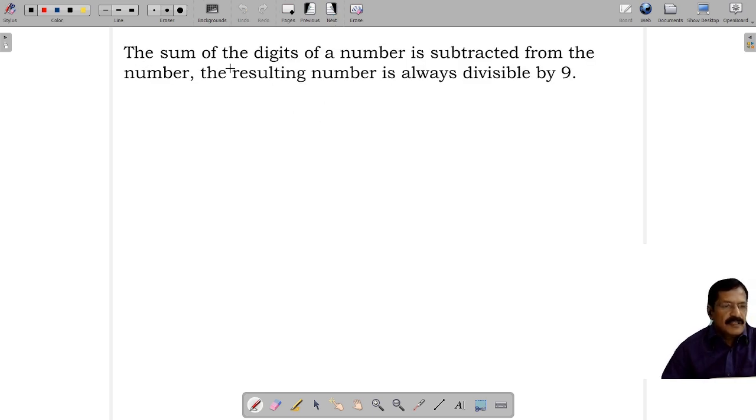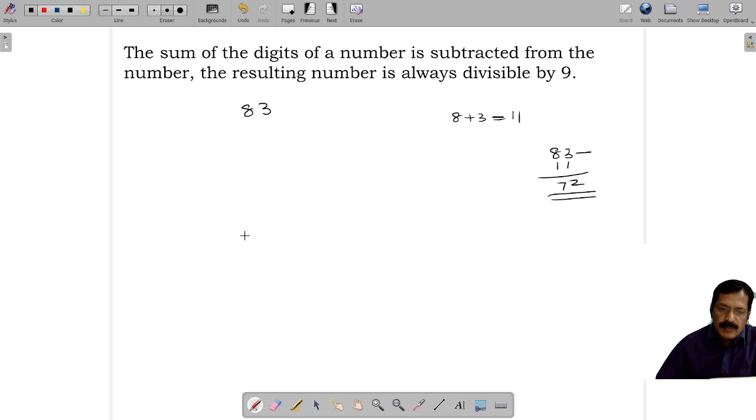Here, upon question, the sum of digits of a number is subtracted from the number. The resulting number is always divisible by 9. It's a result actually. Let us consider one 2-digit number. Let it be 83. Now, the sum of the digits 8 plus 3 is equal to 11. Let us take the difference from 83. So 83 minus 11 is 72, which is divisible by 9.